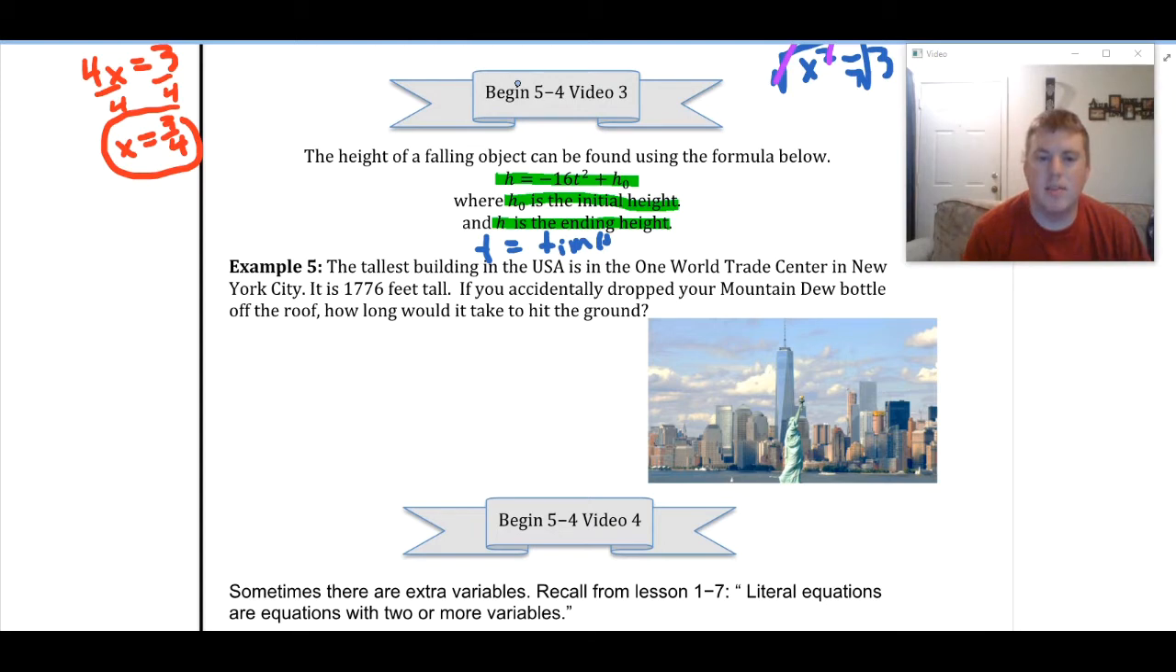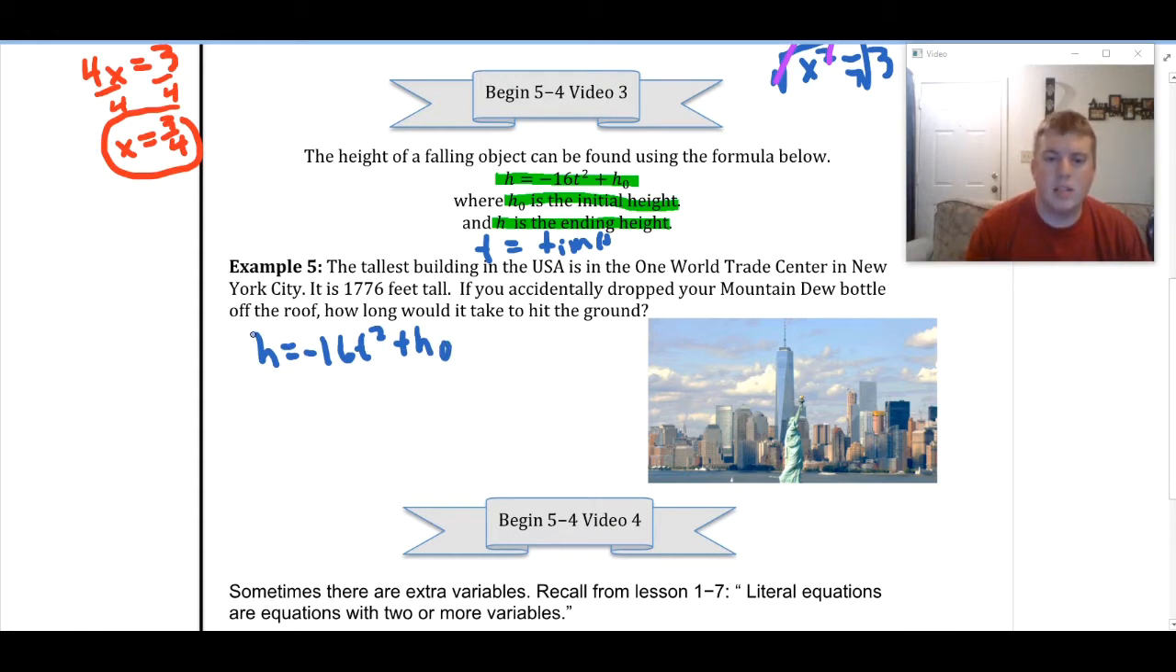So, the tallest building in the United States is the One World Trade Center in New York City. It's 1,776 feet tall. Let's say that you were on top of the building and you accidentally dropped your Mountain Dew bottle off the roof, and you wanted to figure out how long it would take to hit the ground. So what we would do is use that formula that we are given up top, h equals negative 16t squared plus h naught, and we're going to plug in the information that we are given.